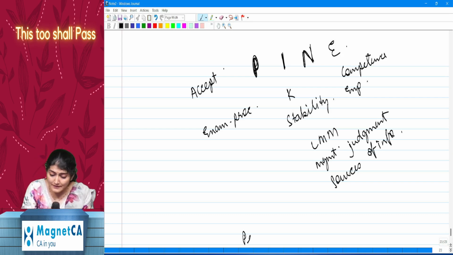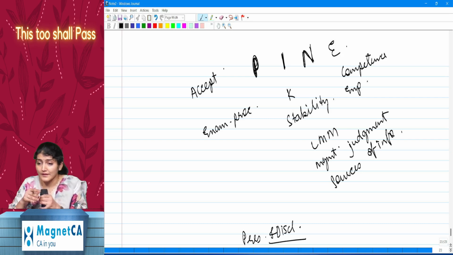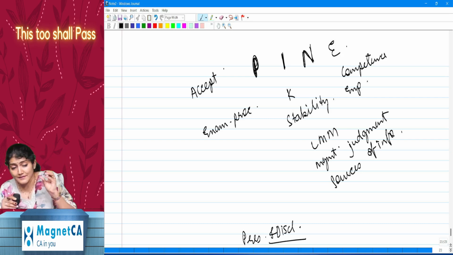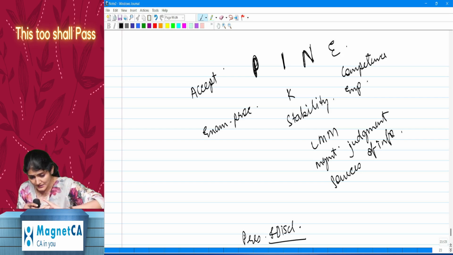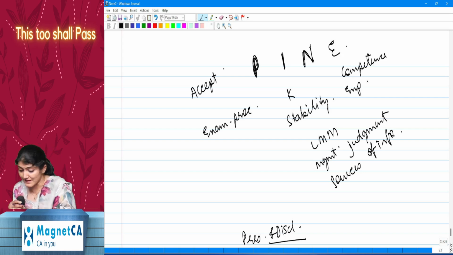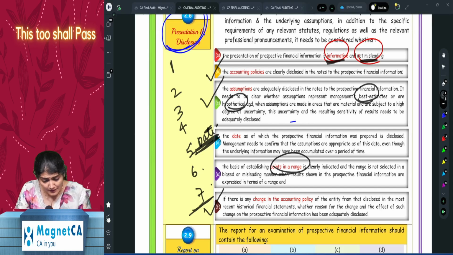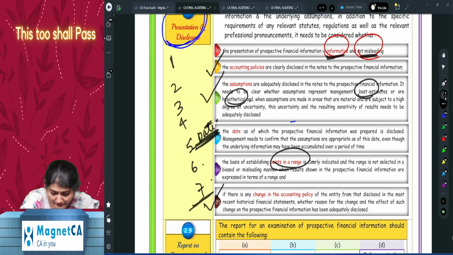Next you have the presentation and the disclosure. What is point number 1? It should be disclosed in such a manner that it is informative and not misleading. Then points 2, 3, 4: accounting policy should be disclosed, change in accounting policy should be disclosed, assumption should be disclosed. For the next one, the date on which this prospective has been prepared should be disclosed. And the basis of establishing the points in a range, even that should be disclosed.